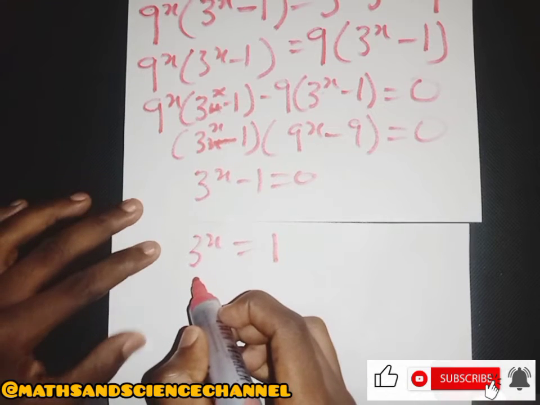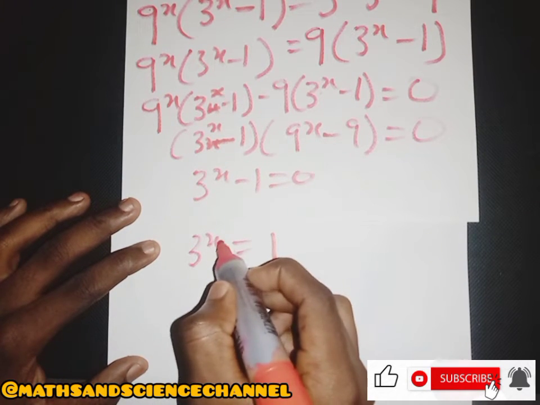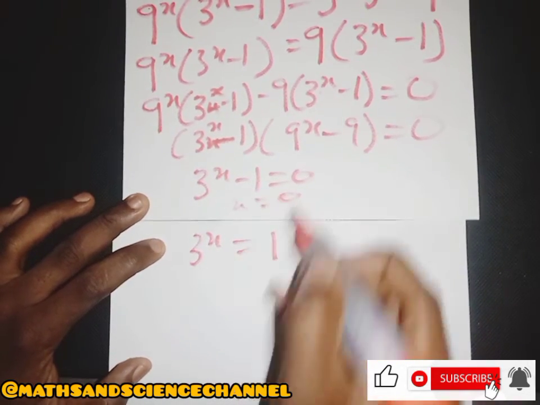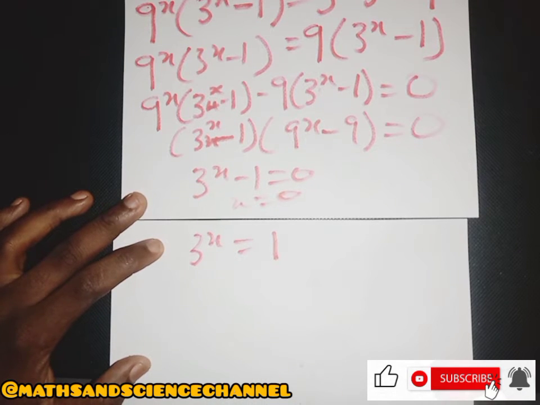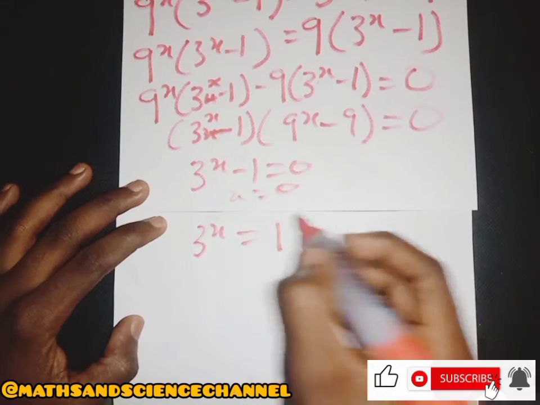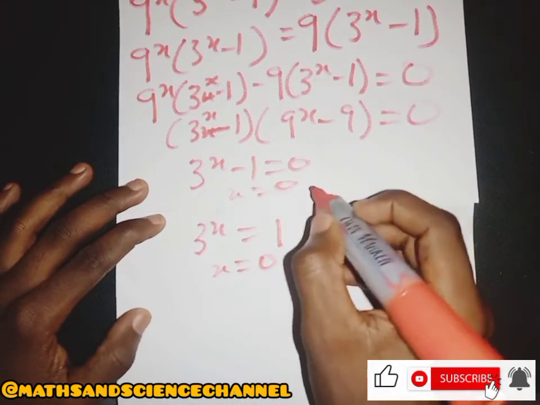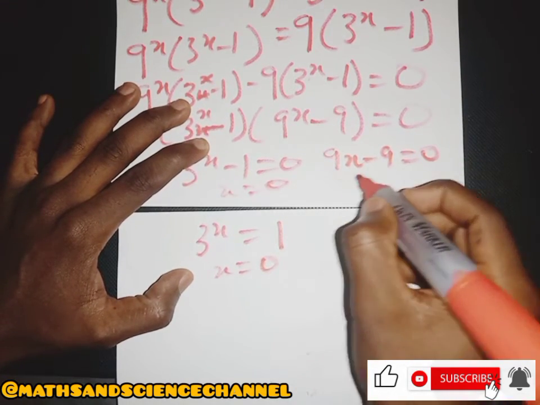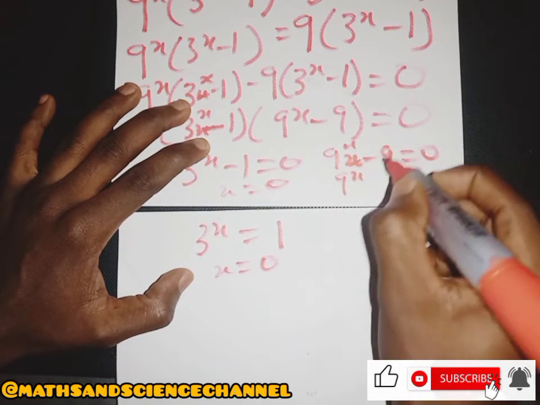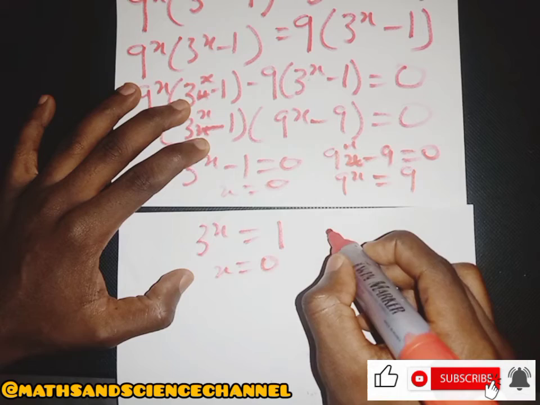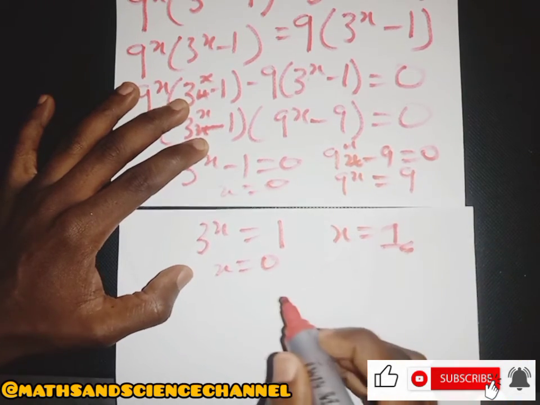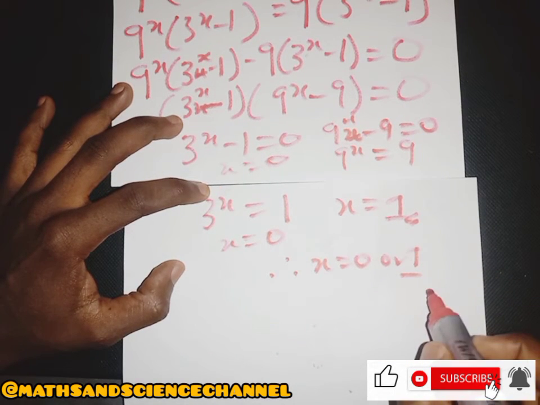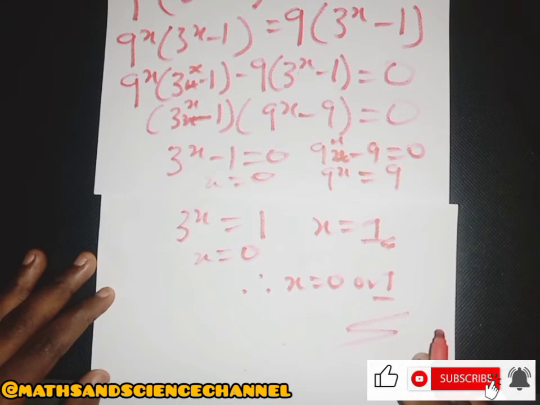So in order for us to find x, realize that straightaway from here, x is just equal to 0 in this case. Then from the second part, 9^x minus 9 being equal to 0, we have that 9^x is equal to 9, and therefore we have x being equal to 1 in this case, right? So therefore we have x being equal to 0 or 1, and those will be the values for the equation.